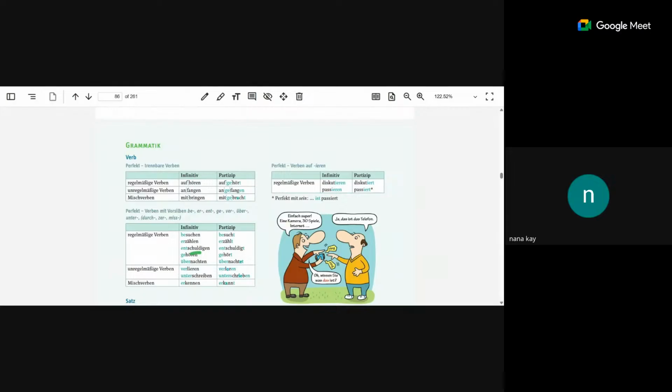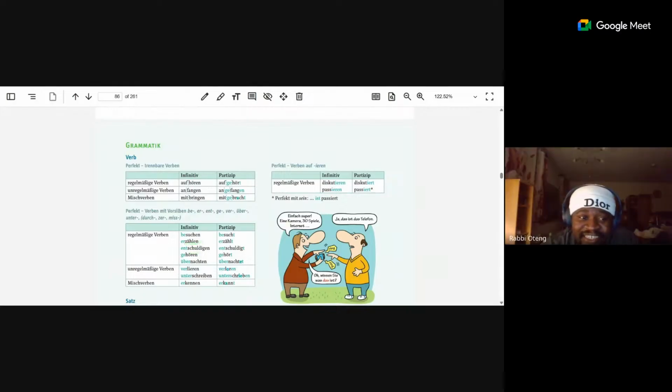Zählen without the prefix er means to count, because maybe I'm even counting on you: ich zähle auf dich. If you want to say in German that I am counting on you, rechnen is used with mit and the dative, while zählen is used with auf and the accusative. So ich zähle auf dich means I am counting on you, or I'm depending on you. But rechnen is used with mit: ich rechne mit dir, which means I am relying on you. That's a bonus tip.